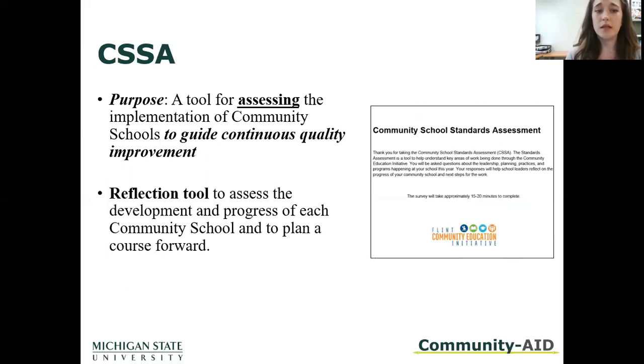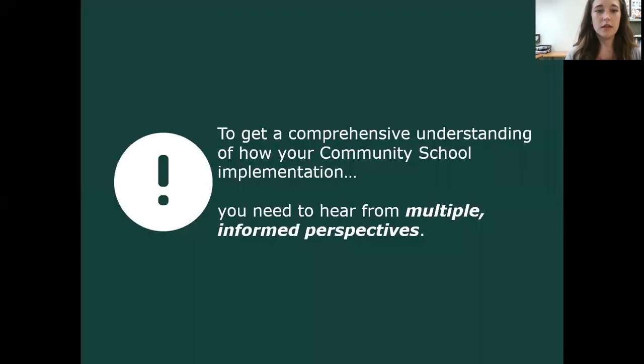I think it's really important to underscore that the Community School Standards Assessment is a reflection tool to assess how your school is doing in relation to those standards and to provide a course for planning. It's not meant to be a punitive assessment, where if you're doing badly on the standards, it means you're a bad community school director, or your school is bad. It just means that in relation to those key components of what a community school is, you have some room for improvement, and it is hopefully providing you a tool for how to improve it. It's really not supposed to be a punitive thing.